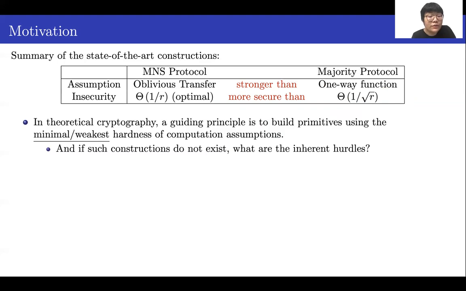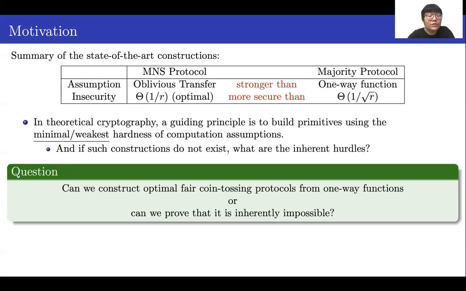So in theoretical cryptography, a guiding principle is to build primitives using the minimum or the weakest hardness of computational assumptions. And if such constructions do not exist, we want to understand what are the inherent hurdles. So the question we are asking here is, can we construct optimal fair coin tossing protocol from one-way function, or can we prove that it is inherently impossible?